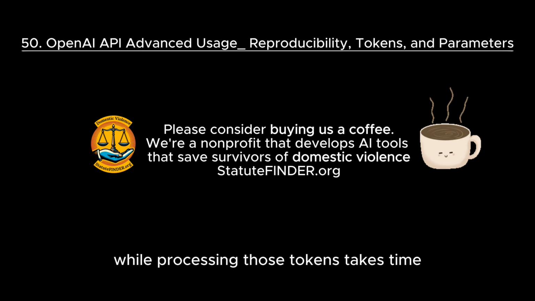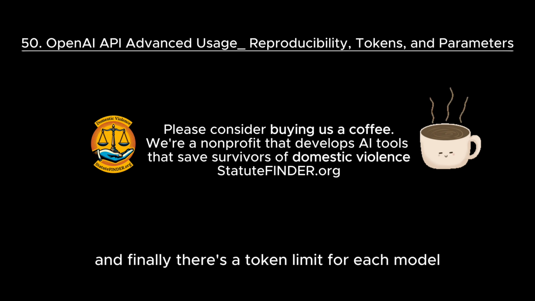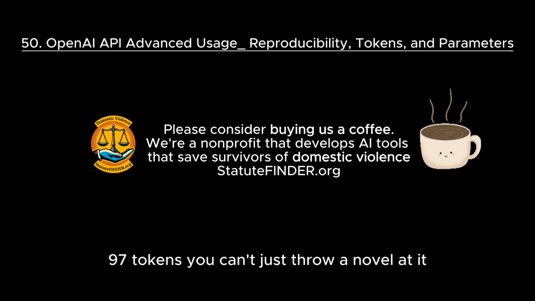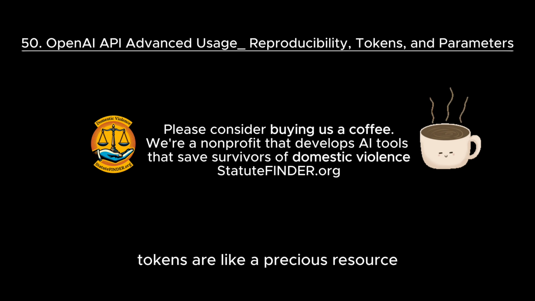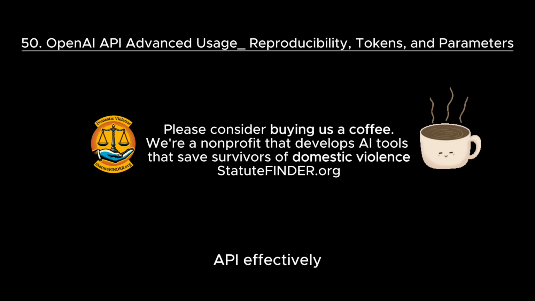Well, processing those tokens takes time. More tokens mean longer processing time, which can slow down your application. And finally, there's a token limit for each model. For example, GPT-3.5 Turbo has a limit of 4097 tokens. You can't just throw a novel at it and expect a response. So tokens are like a precious resource that I need to manage carefully. Exactly. Understanding tokens is crucial to using the OpenAI API effectively.